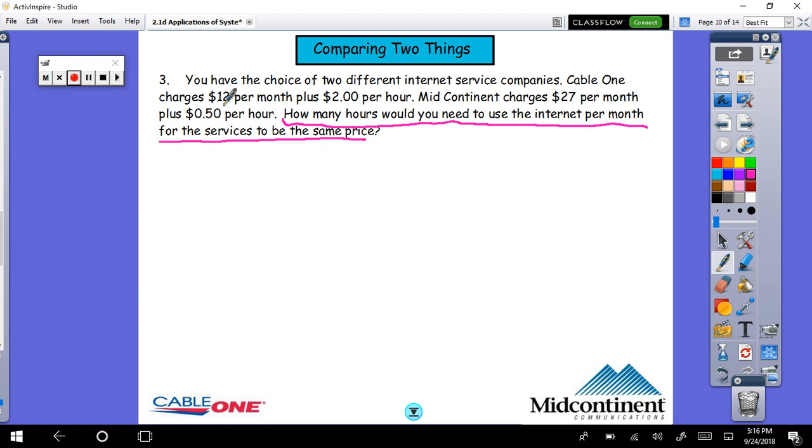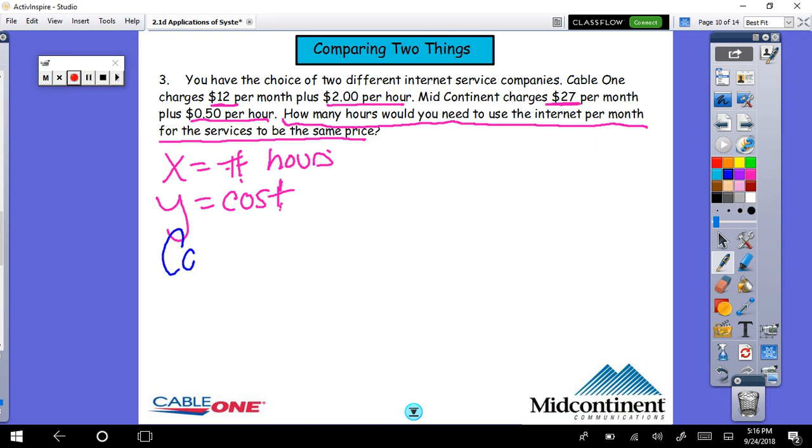So Cable One charges a $12 fee and then $2 per hour on top of that. Mid-Continent is a $27 fee and then 50 cents per hour after that. So my variables are, x is going to be my number of hours, and y is going to be my total cost of this plan. And for comparing two things, I'm going to have two separate equations, one for each company. I'm going to have an equation for Cable One.